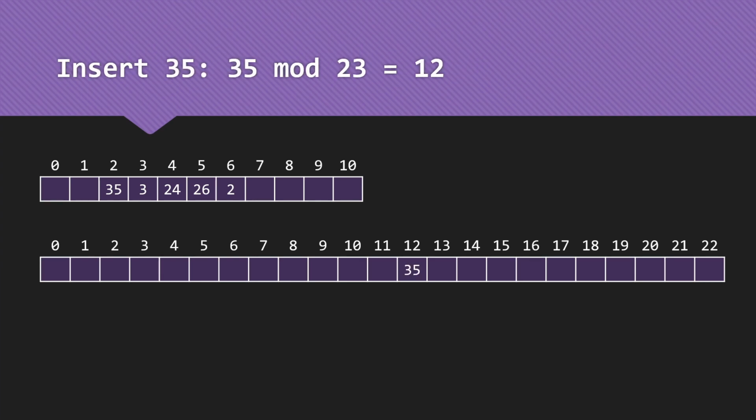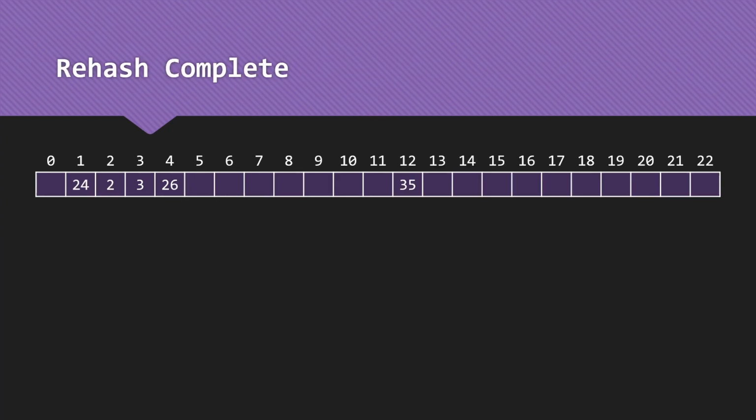So now I'm going to go through the table, and each time I get to an item, I'm going to insert it into the new table. So the first one I get to is 35. The 35 mod 23 is 12, so I'm going to insert the 35 at that spot. Then I insert the 3 in its spot at 3. I insert the 24 in its spot at 1. I insert the 26. It should go at 3. I'm doing linear probing, so I drop that in at 4. Then I have 2 mod 23 is 2.